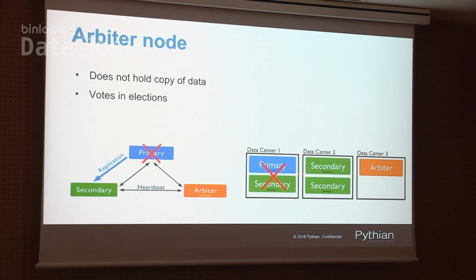Another use case is where you want to have high availability across data centers, so that when this data center goes down, if you only have 2 data centers, these 2 cannot elect a new primary because they don't have a majority. The Arbiter is in the third data center, so when this data center entirely goes down, the Arbiter will be just right there to vote in elections, and you will always have a new primary.